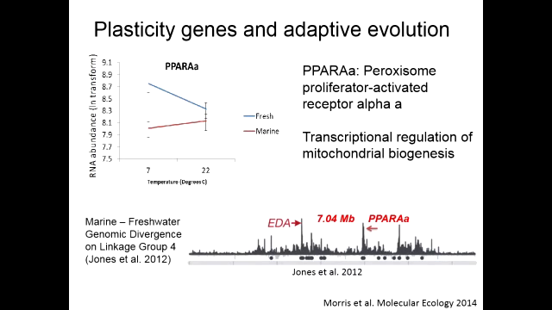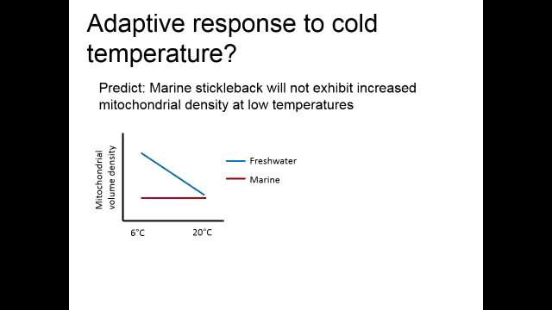So Matthew decided to take this one step further. He wasn't happy with the phenotype of gene expression for this gene that we were looking at, and he wanted to study what this might actually mean in terms of an adaptive response to temperature. And so what he did was make the very simple prediction, from his previous findings, that given this, marine stickleback should not exhibit increased mitochondrial density. You'll see it in the freshwater, but not in the marines at low temperatures.